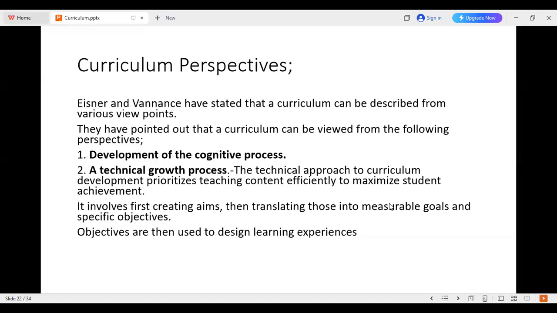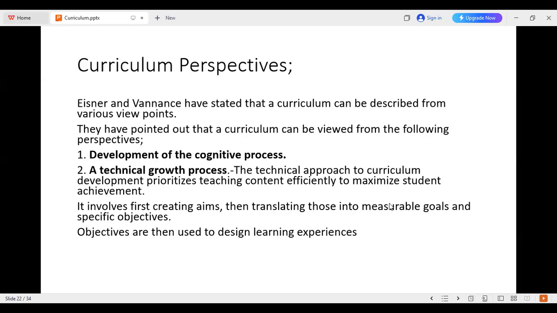Teaching methods were used, and still we are using teaching methods. Different teaching methods are used to transmit the knowledge to the student. That included the teaching content, development priorities, teaching content efficiently to maximize student achievement. Now they have started to use a new term, cognitive development. The second point says to maximize student achievement. Whatever the student gets should be measured.